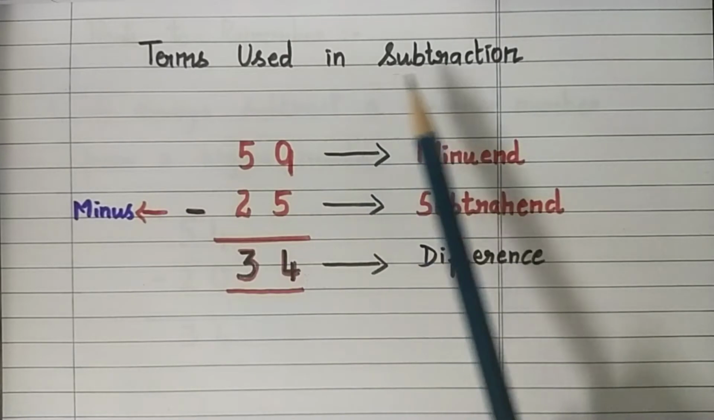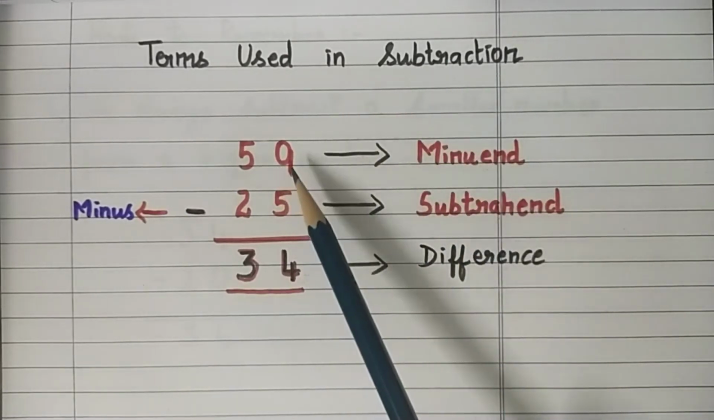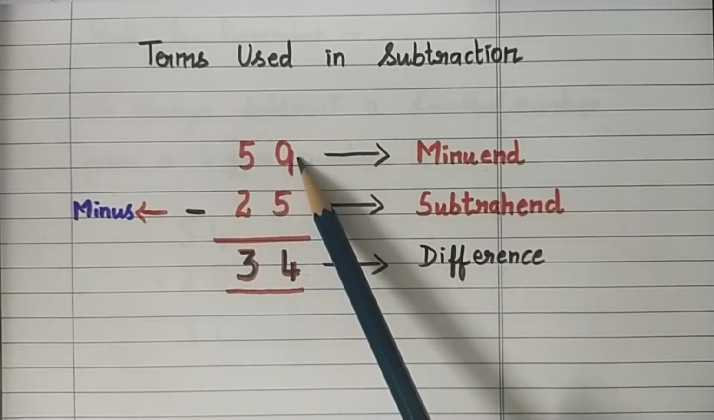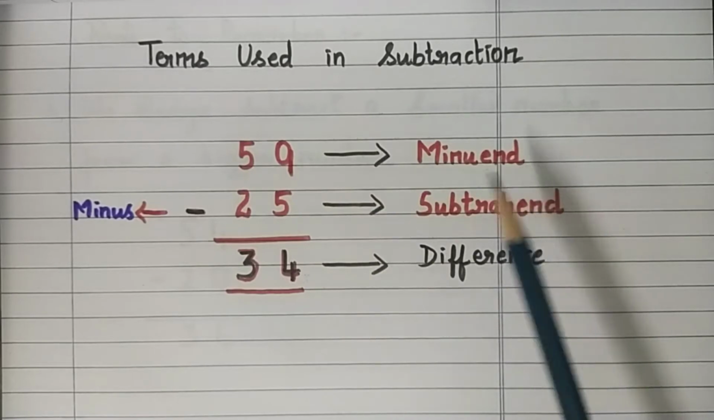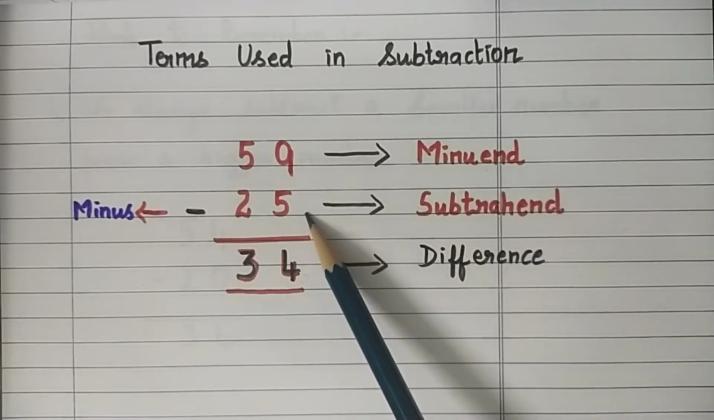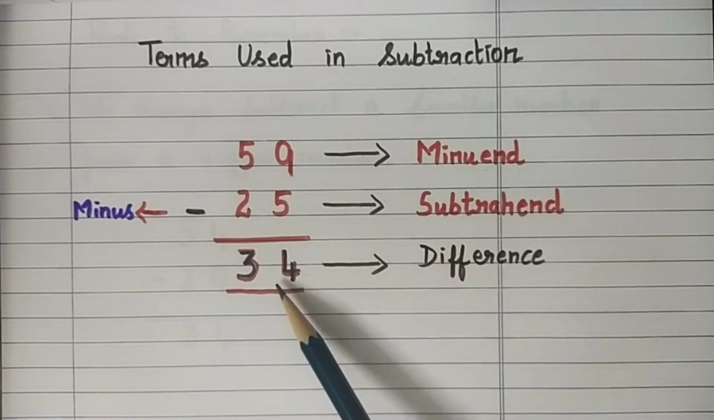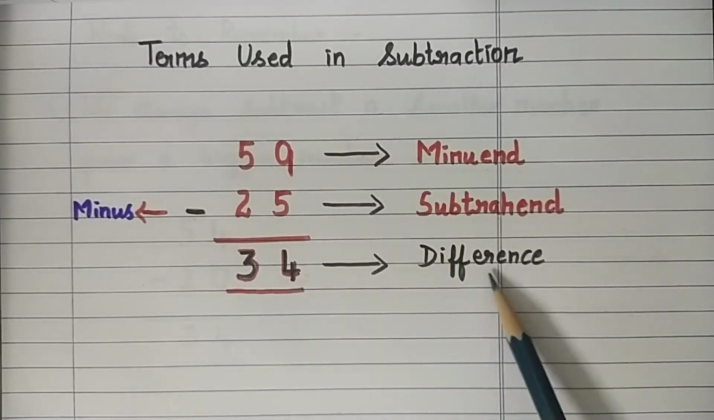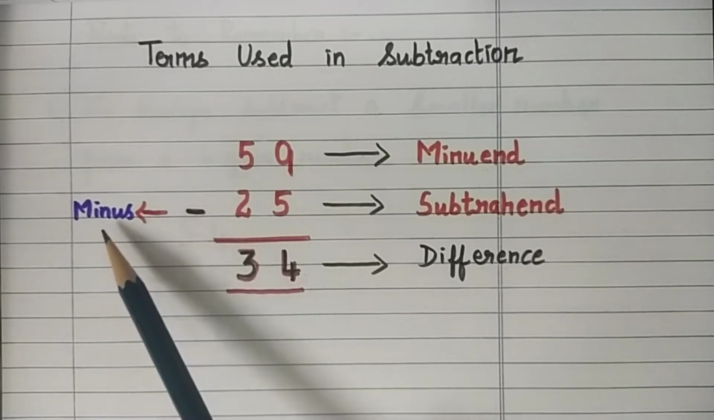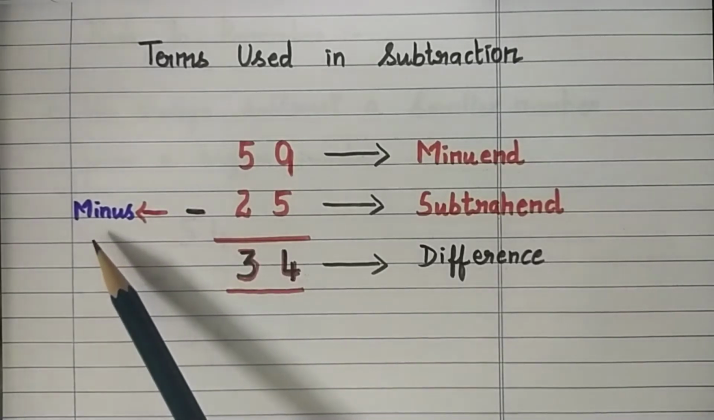Terms used in subtraction. The number from which the other number is subtracted is called a minuend. The number that is to be subtracted is called a subtrahend. The answer of subtraction is called a difference. The symbol used for subtraction is called minus.